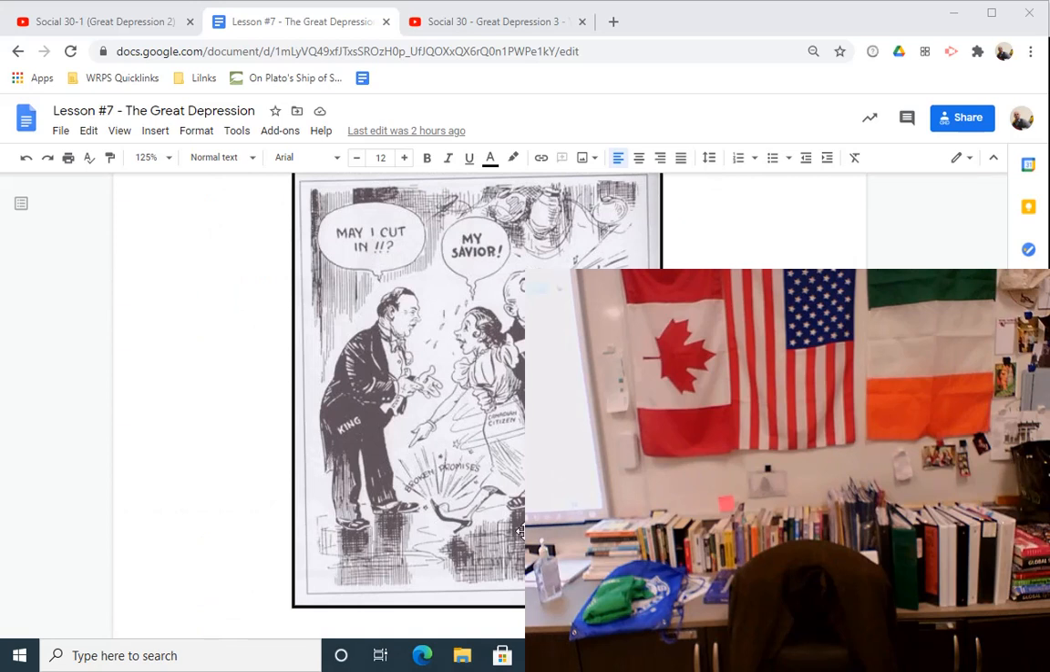Robert Bennett has been stepping all over the Canadian citizens with broken promises. Mackenzie King is saying, "Hey, can I cut in?" So this is the current Prime Minister, this is the previous guy, and he's saying, "You know what, maybe I should be Prime Minister again." And the Canadian citizens are like, "My savior, I need you." So this is him saying capitalism's the way to go, and this is Mackenzie King realizing that we need modern liberalism. Government needs to play a role here.